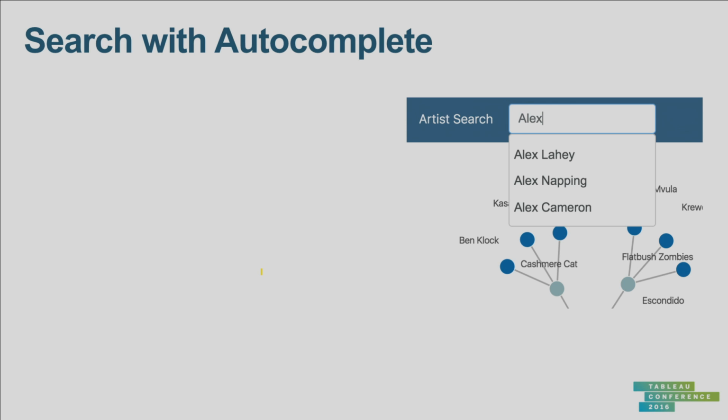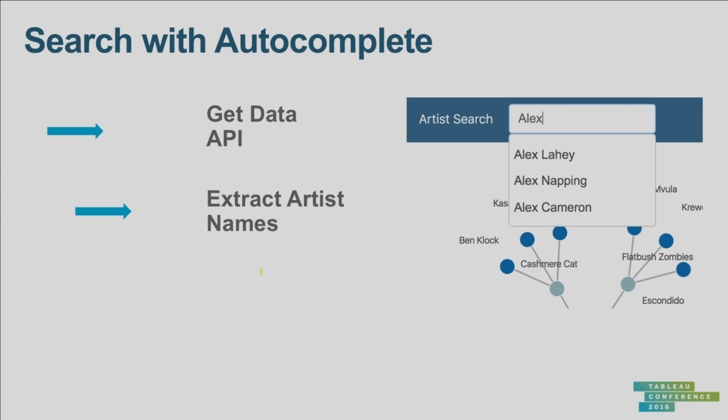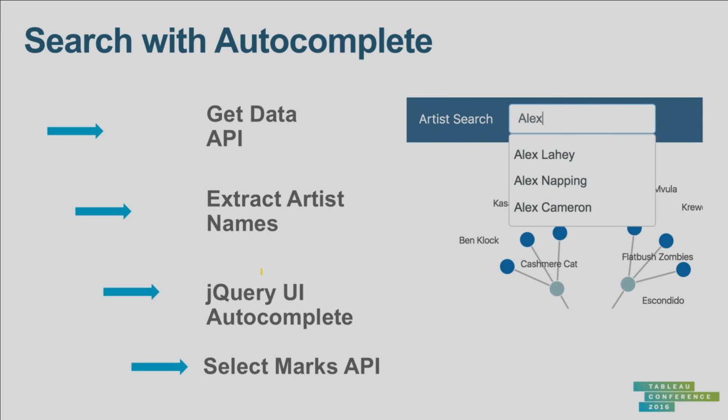So the process for building this is really simple. It's very similar to what I have shown you before. So let's take a look. First, you use the getData API, and you get the artist names from the data. And finally, what I used was a third-party library called jQuery UI autocomplete. I passed in the list of artist names into this library, and conveniently, I have this autocomplete functionality implemented. And finally, I attached the selectMarks API as an event listener. And so whenever you make a selection on the search box, your Tableau viz will be updated.